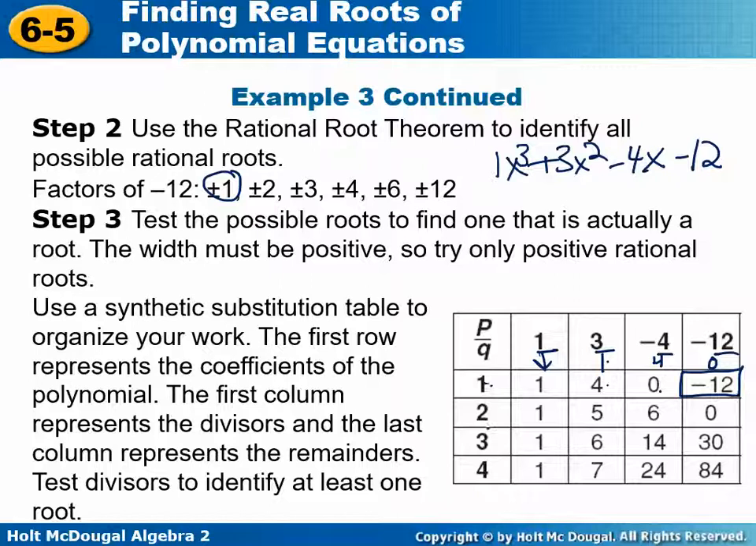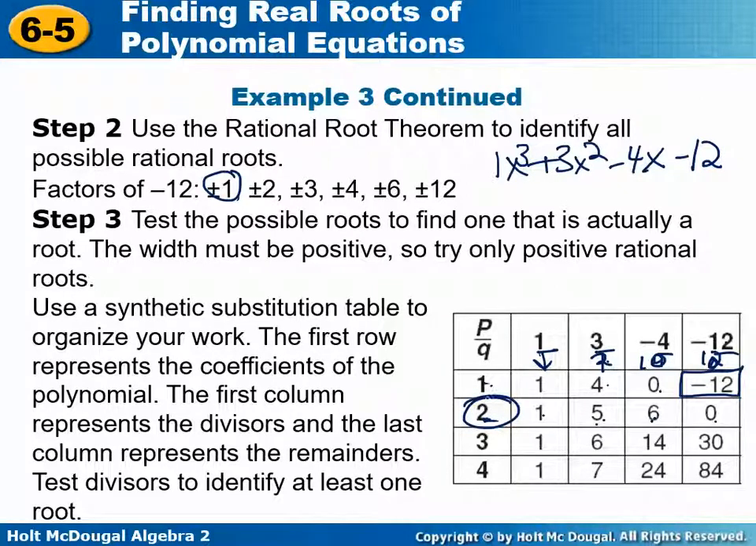And then they did it with 2. So the rule is that you would take 2. First you bring down the 1. And then you take 2 times 1 is 2. Whoops. And you put the 2 here. And then you add. 3 plus 2 is 5. And then you go 2 times 5 is 10. Put that here. Negative 4 plus 10 is 6. And you go 2 times 6 is 12, and you put the 12 here, and you get negative 12 plus 12 is 0. So this right there is going to be one of our possibles.